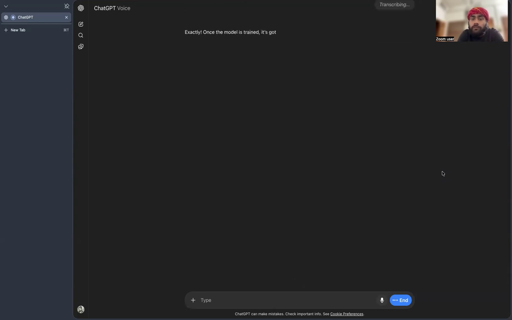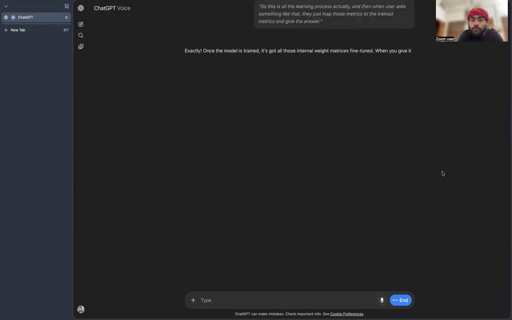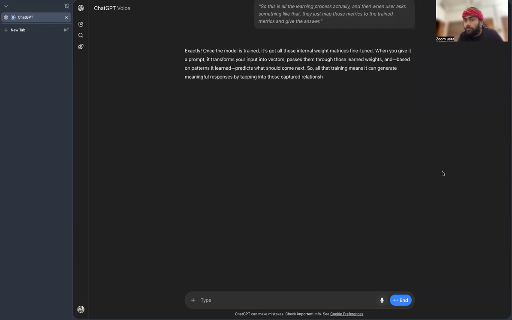Exactly. Once the model is trained, it's got all those internal weight matrices fine-tuned. When you give it a prompt, it transforms your input into vectors, passes them through those learned weights, and based on patterns it learned, predicts what should come next. So all that training means it can generate meaningful responses by tapping into those captured relationships.